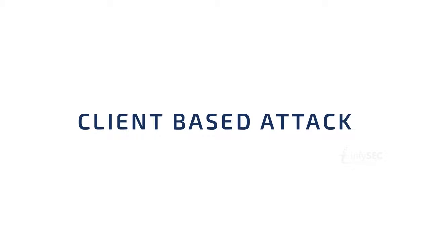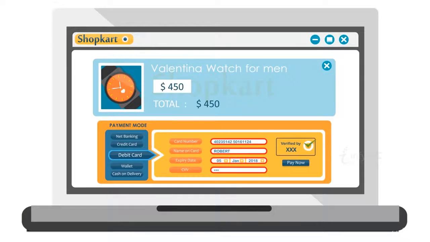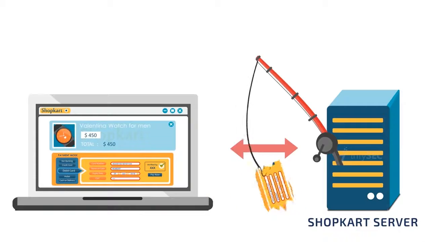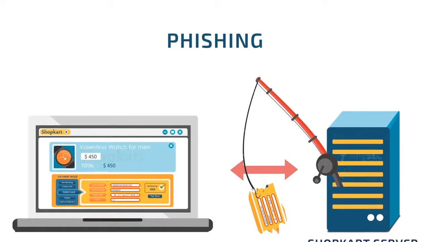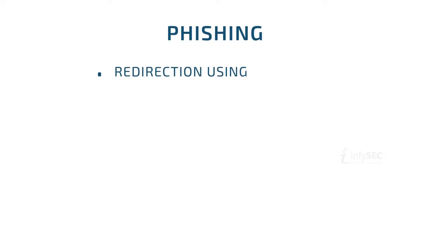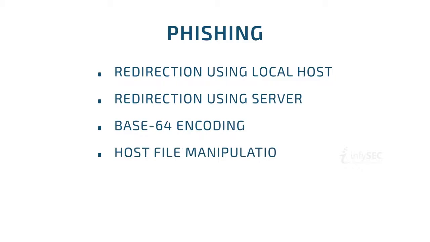Client-based attacks. Phishing. An attempt to steal sensitive data via electronic communications by being disguised as a trustworthy internet resource is called phishing. Phishing can be done by either of the following methods: redirection using localhost, redirection using server, base64 encoding, host file manipulation, and full screen API.